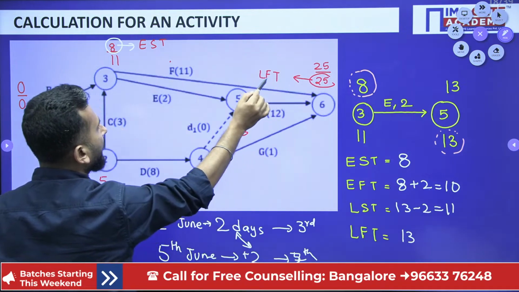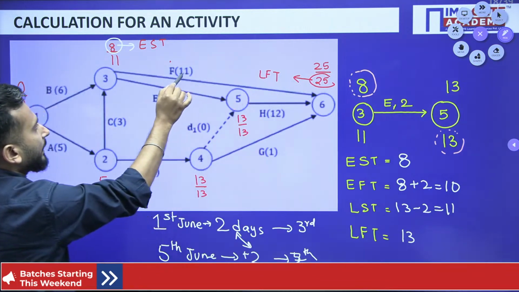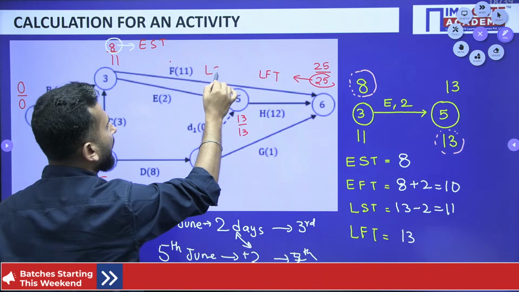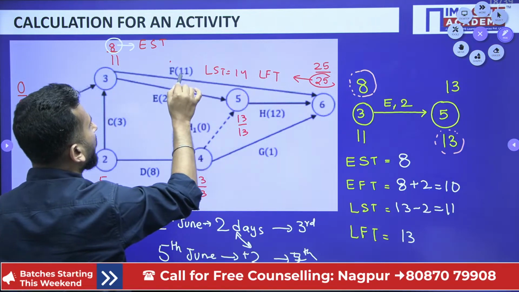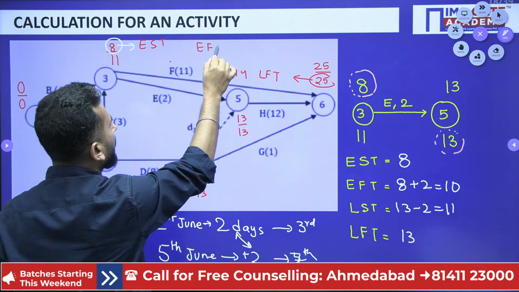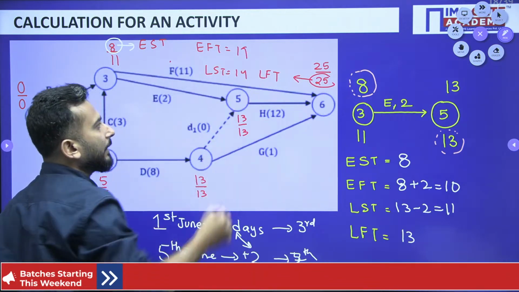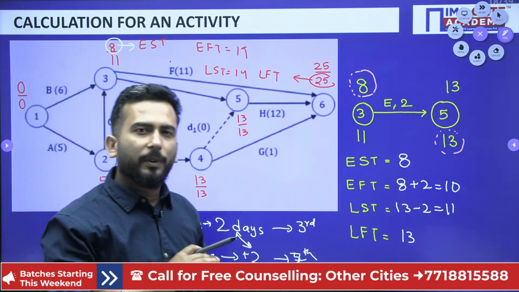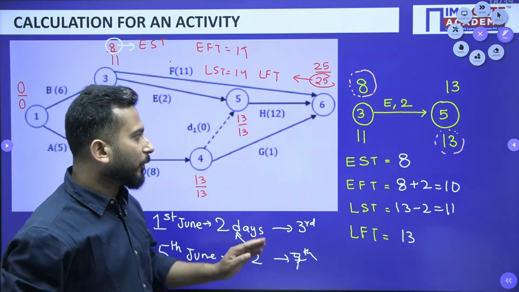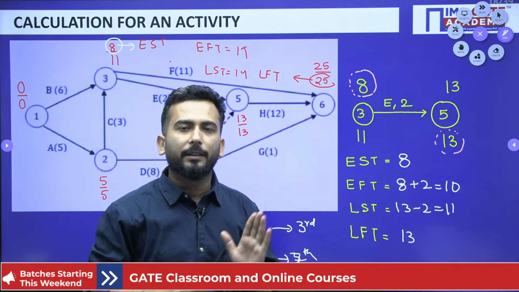If you subtract 11 from LFT 25, you get 14. So 14 becomes your LST. And if you add 11 to EST 8, the earliest finish time will be 8 plus 11, 19. Similarly, you can do every calculation as far as your activity is concerned. So I hope the concept of these 4 time estimates is crystal clear.